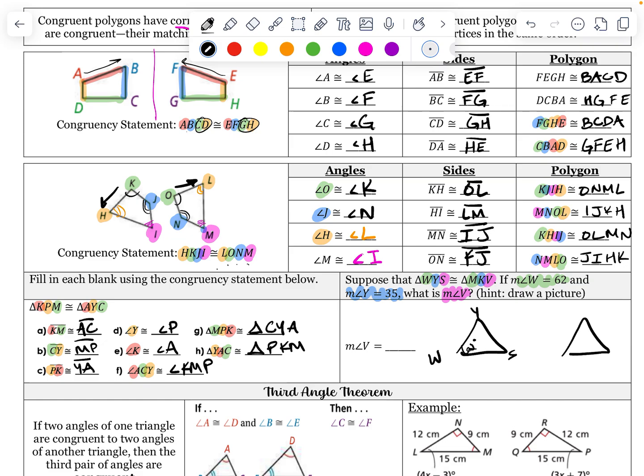And then I have M, K, V. And let's see, Y is 35 degrees. And it's asking me for V. Well, we know that V is going to be the exact same as S because they're both pink. We're good. So we can do 180 minus 62 minus 35. Where's my calculator? 83 degrees. Because both S and V are going to be 83 degrees.